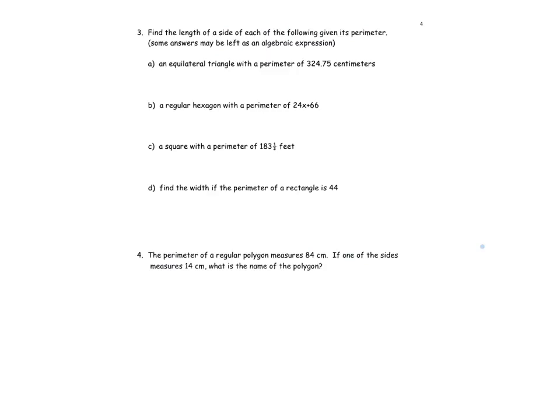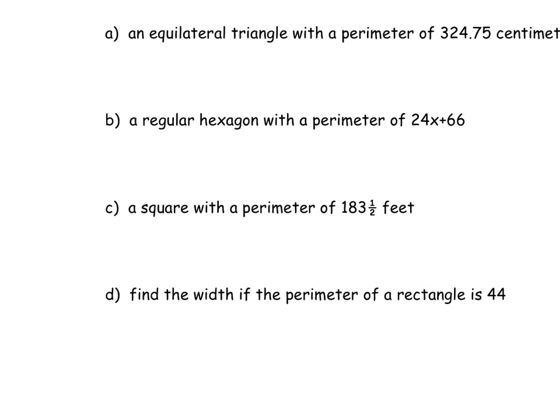Now, going down to the last page. For the last page, number 3 says find the length of a side of each of the following given its perimeter. Some answers will be left as an algebraic expression. So if they're giving you something with an x, then you know it's going to be left as an algebraic expression. So let's skip down to C. A square has a perimeter of 183.5 feet.